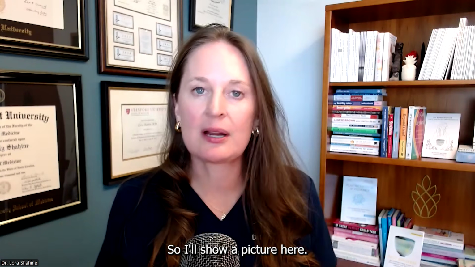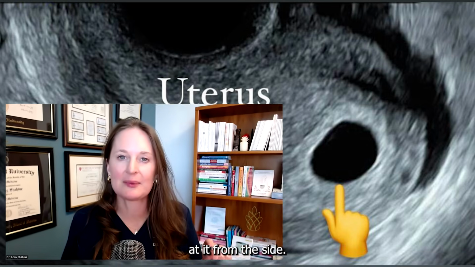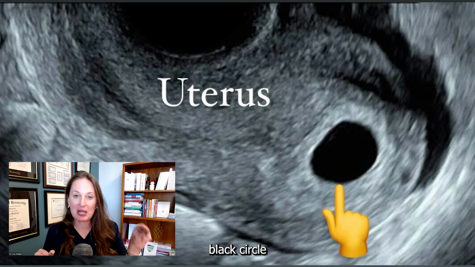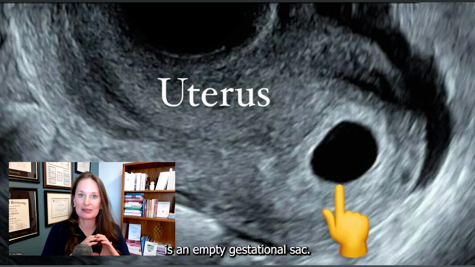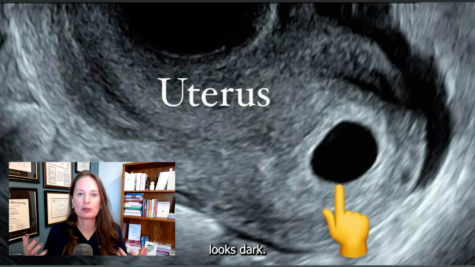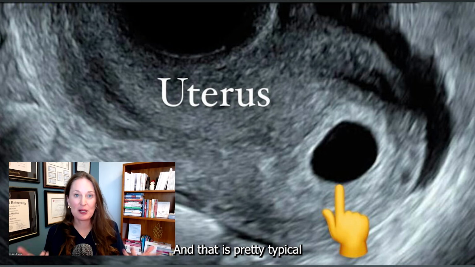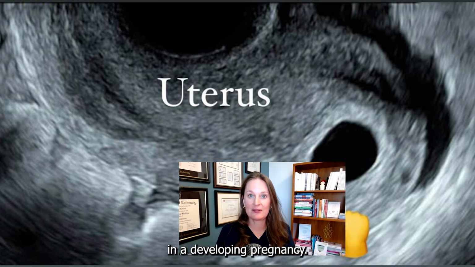So I'll show a picture here. You can see the uterus. We're looking at it from the side, and you can see this black circle in the middle of the uterine cavity. That black circle is an empty gestational sac. It's fluid. Fluid on an ultrasound looks dark, and that is pretty typical for a very early pregnancy. It's typically the first thing that you can see in a developing pregnancy.